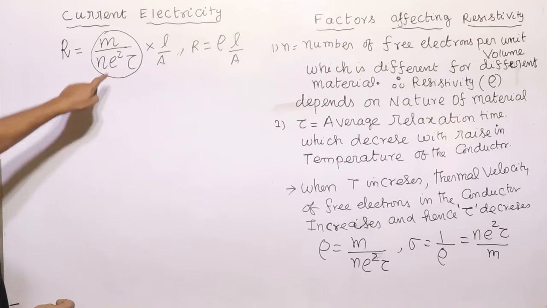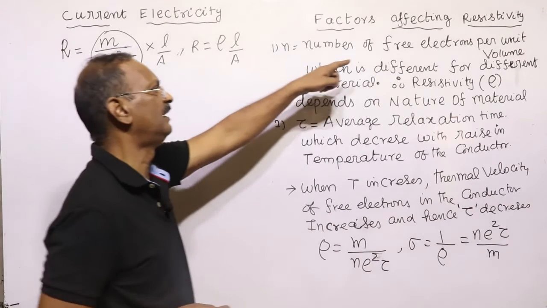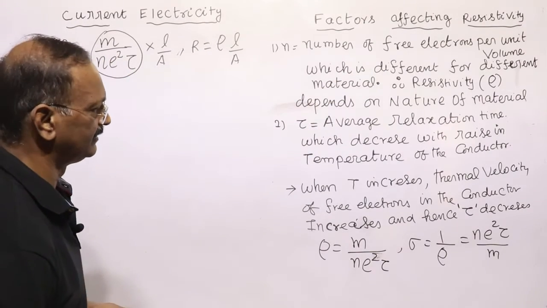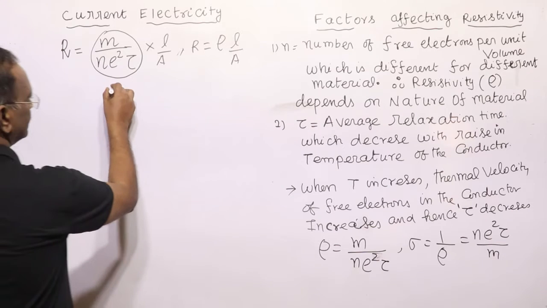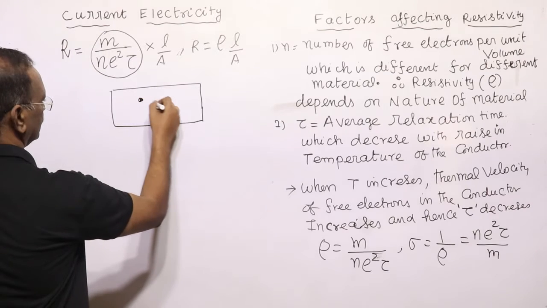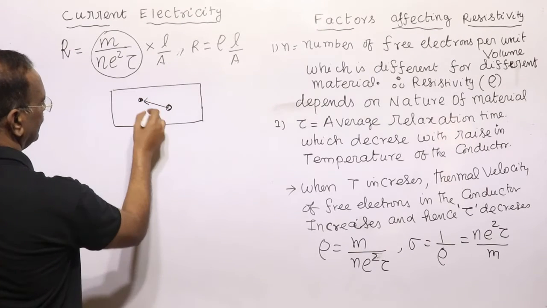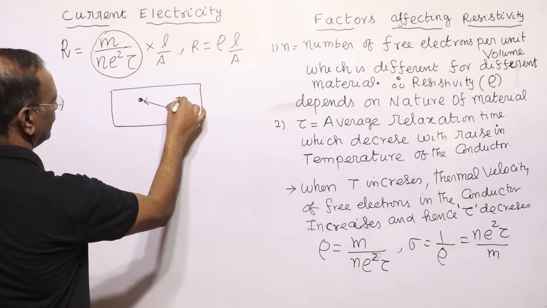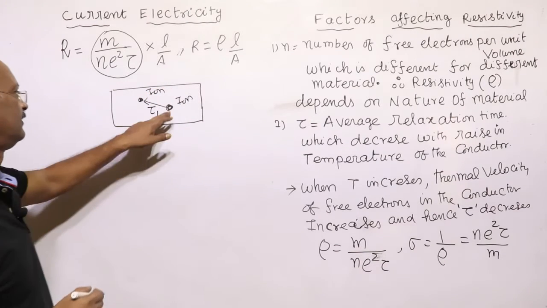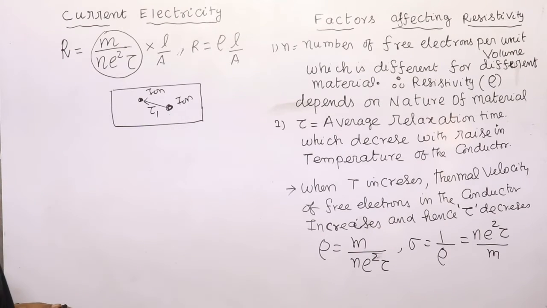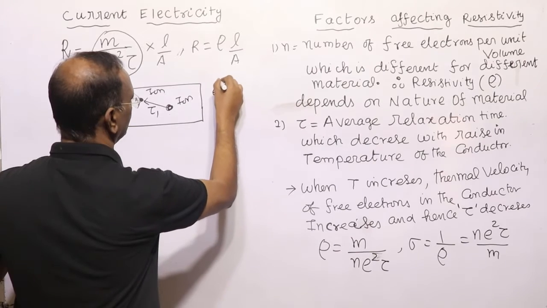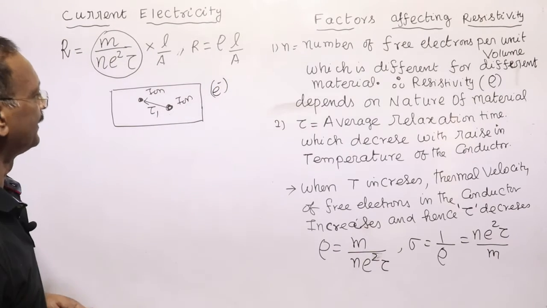Resistivity depends upon n, which is the number of free electrons per unit volume, e, which is the charge, and tau, which is the average relaxation time. Suppose in a conductor there are two metal ions, and tau 1 is the time taken by the electron to travel from one to the other between two successive collisions. The electron will have thermal velocity as well as drift velocity.